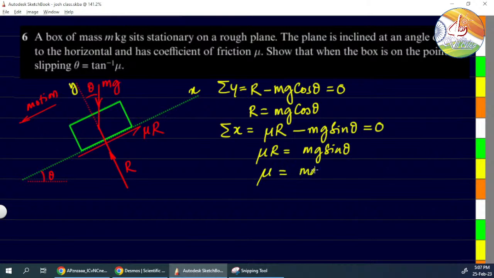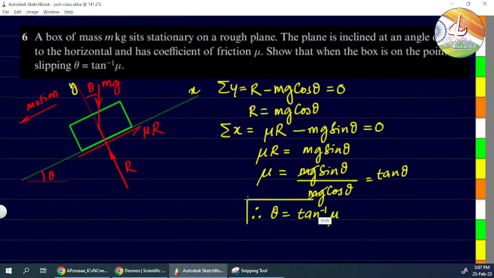If we substitute the value of R here and send it to the other side, we get mu equals mg sin theta divided by R, and R is equal to mg cos theta, correct? The mg will cancel. Sin theta by cos theta is tan theta. So that proves that theta is equal to tan inverse mu. So hence proved. Okay.